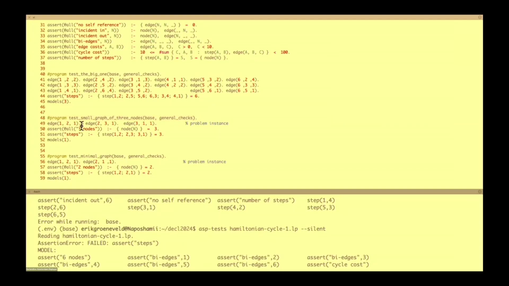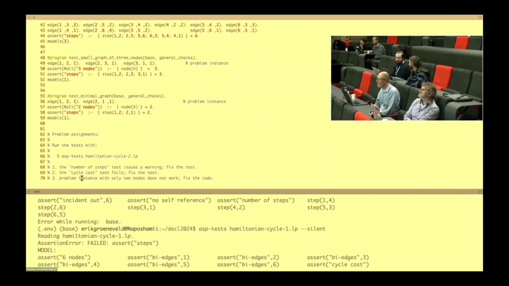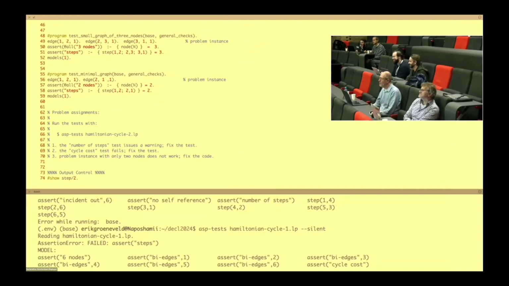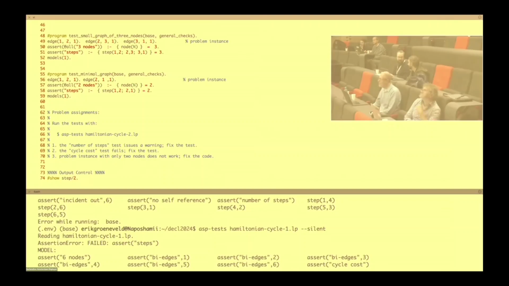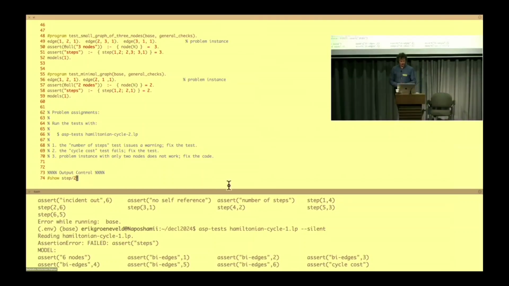Still, there are some problems. And these are outlined below, because there is also a test minimal graph, which says there's a graph of only 2 nodes. And here's a little challenge for you. If you run this, then you see that there is a warning and there is a failure. And maybe you can fix that. So have a look at it for a couple of minutes.